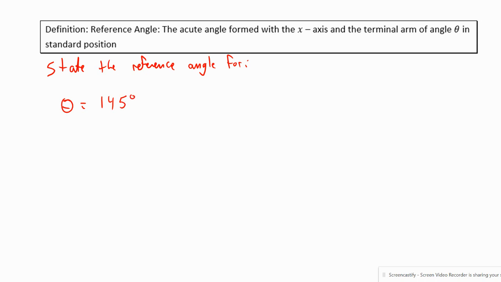So we do 145 degrees. Well, here's 0, here's 90, here's 180. 145 will be somewhere like this. Okay, that means this angle is what we call our reference angle. So the way we're going to figure out this one is this guy is a full 180 minus 145, which is going to give us this reference angle.